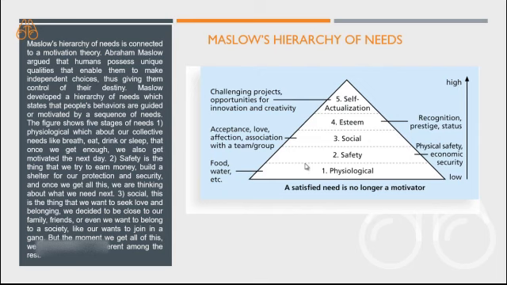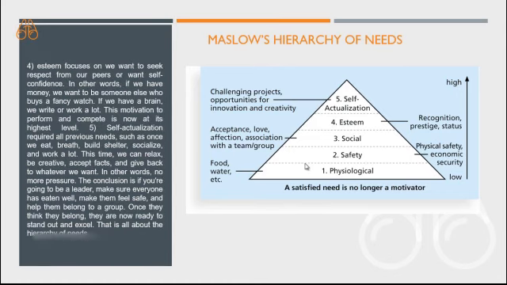But the moment we get all of this, we want now to be different among the rest. Number 4, esteem. Focuses on we want to seek respect from our peers or want self-confidence. In other words, if we have money, we want to be someone else who buys a fancy watch. If we have a brain, we write or work a lot. This motivation to perform and compete is now at its highest level.